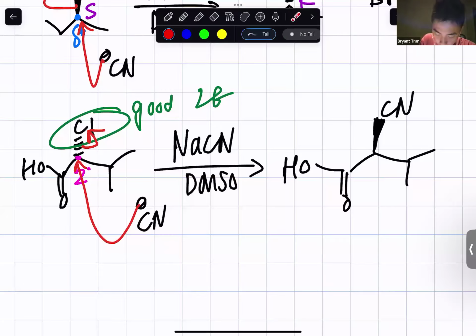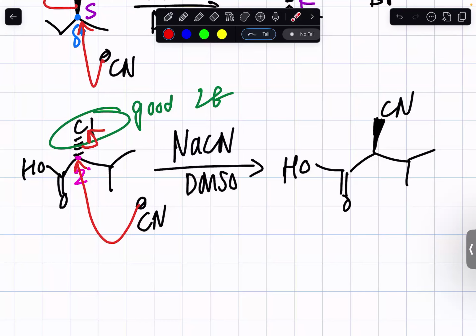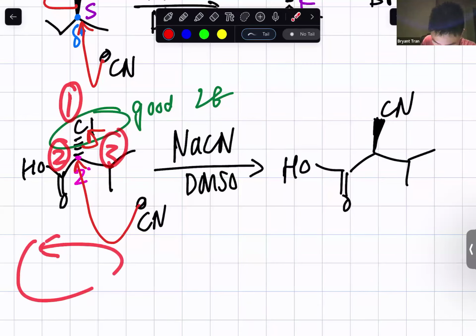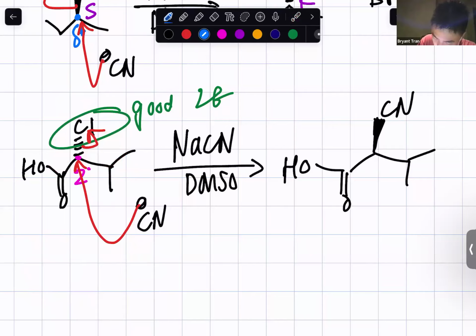Now, what would be the configuration of this chiral center over here on the reactant side? R or S? R. Okay, so let's see here. This is going to be 1, this is 2, this is 3. So going this way is counterclockwise, which looks S. But the lowest priority group here is on the wedge, so we're going to invert that to an R. So that is an R right there. Nice.